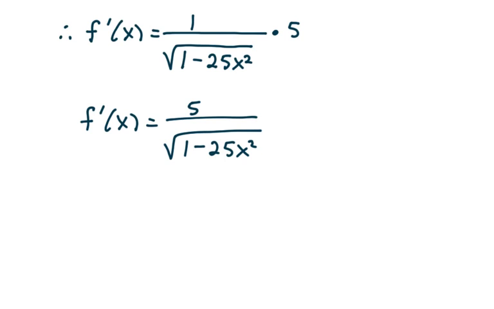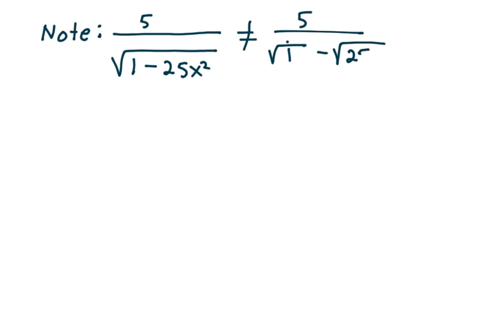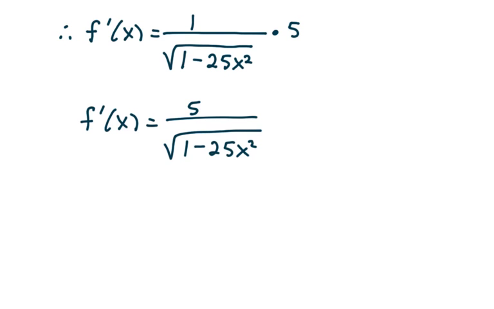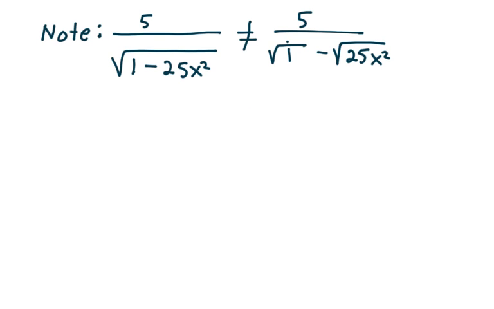Now, one warning I have about this kind of problem, let's put a note here. 5 over the square root of 1 minus 25x squared is not the same as 5 over the square root of 1 minus the square root of 25x squared. So this is completely correct. But if I were to see this, it would be marked completely incorrect. And so we want to be very careful here. Okay?